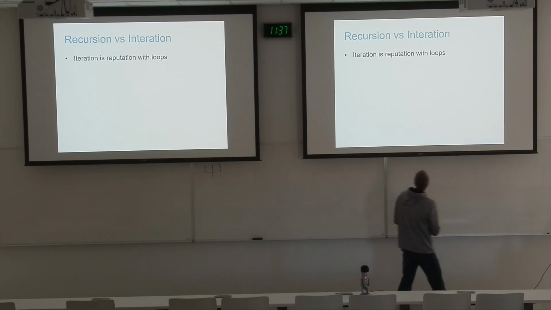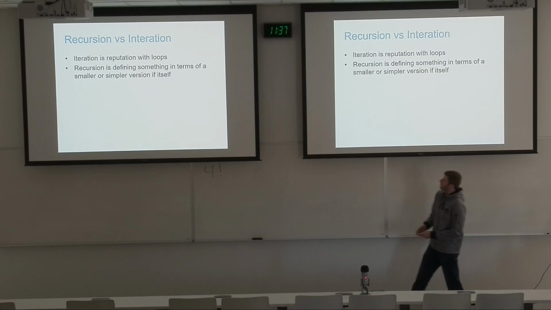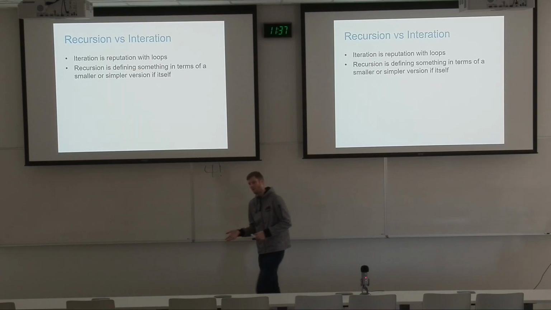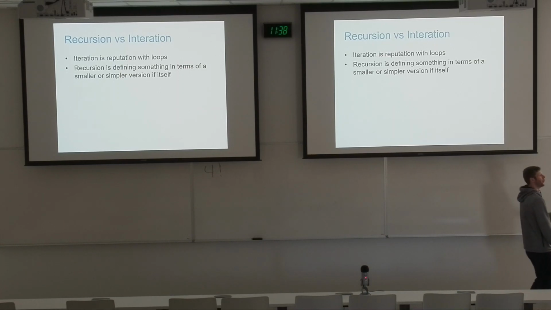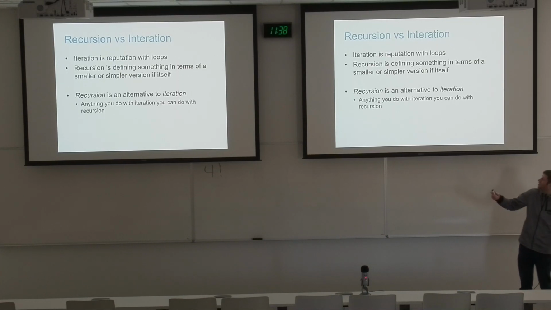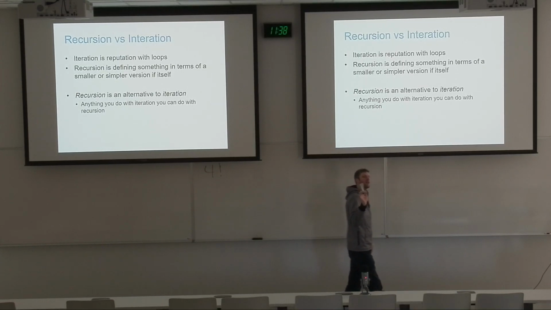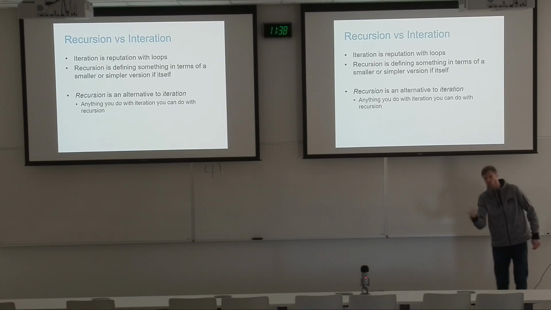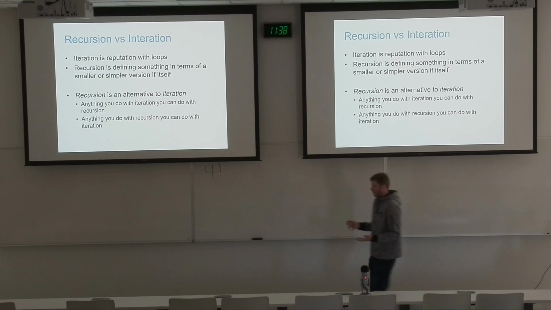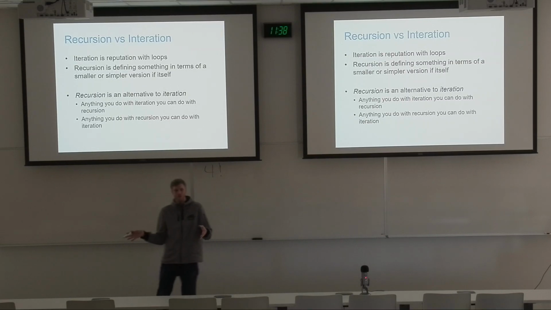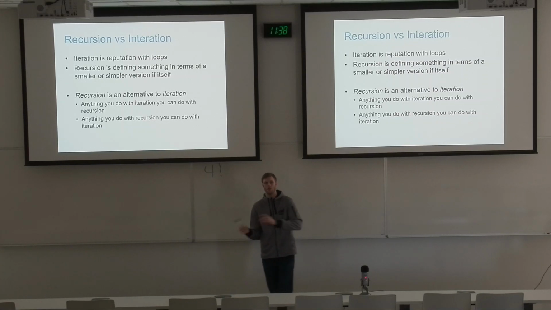So iteration is repetition with loops. Recursion is defining something in terms of a smaller or simpler version of itself. And then we can do iteration that way, which is pretty cool. Well, like looping, at least. Recursion is an alternative to iteration. Anything you do with iteration, you can do with recursion. Although, just because you could doesn't mean you should. Anything you can do with recursion, you can do with iteration. They're not exclusive, but there are some things that are easier to do recursively than iteratively, and vice versa.